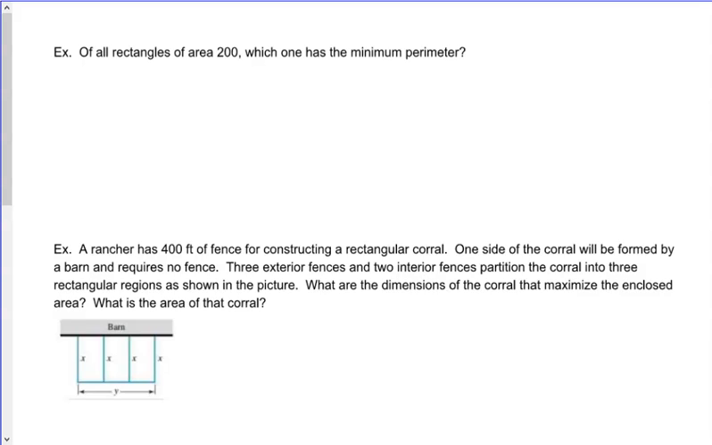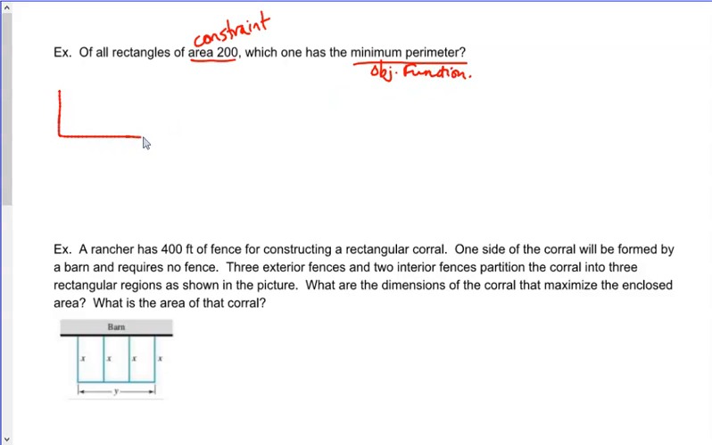It says, of all rectangles of area 200, which one has the minimum perimeter? So what are we maximizing or minimizing? We're minimizing the perimeter here. This is the objective function that we need to write. But there is a constraint for us. This is the constraint, that we have an area of 200. This is going to help us create this function in terms of just one variable.